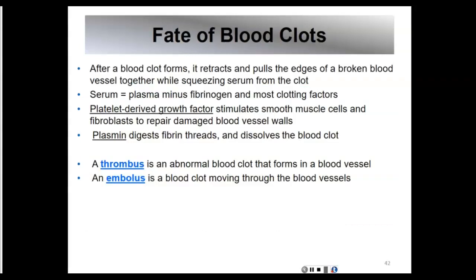So after a clot is formed, it will retract and pull the edges of the broken blood vessel together while squeezing serum from the clot. Serum is plasma minus fibrinogen and most clotting factors. The platelet-derived growth factor stimulates smooth muscle cells and fibroblasts to repair damaged blood vessel walls, and plasmin digests fibrin threads and dissolves the blood clot. A thrombus is an abnormal blood clot that forms in a blood vessel, and an embolus is a blood clot moving through the blood vessels.